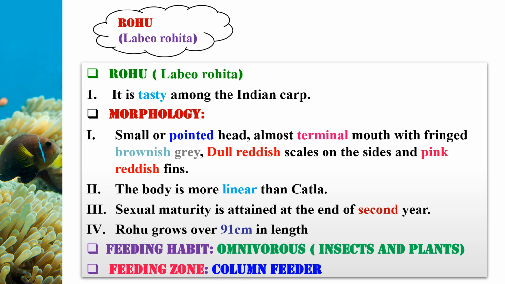The tastiest fish among Indian carps is Rohu. It has a terminal mouth, so it is a column feeder. It feeds both on insects and plants, and hence it is omnivorous. Here the head is pointed and the body is more linear than Catla. The color of the body is silvery white. It has dull reddish scales on the sides and pink reddish fins, and also attains sexual maturity at the end of the second year.